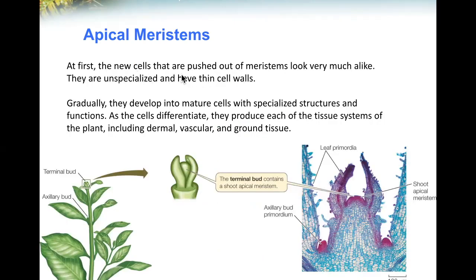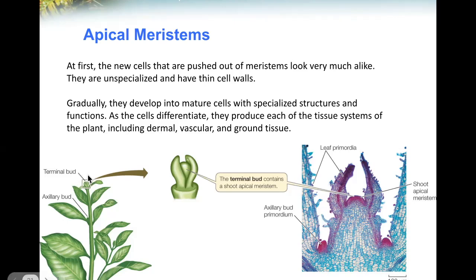At first, the new cells that are pushed out of the meristems look very much alike. They are unspecialized and have thin cell walls. Gradually, they develop into mature cells with specialized structure and function. As the cells differentiate, they produce each of the tissue systems of the plant, including dermal, vascular, and ground tissue.